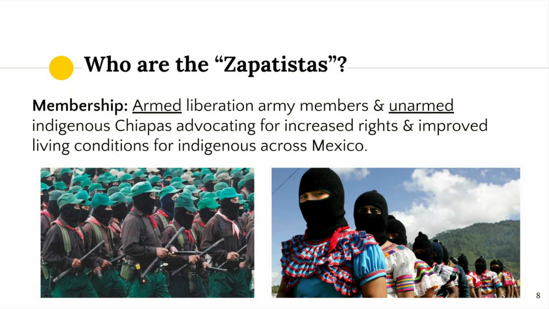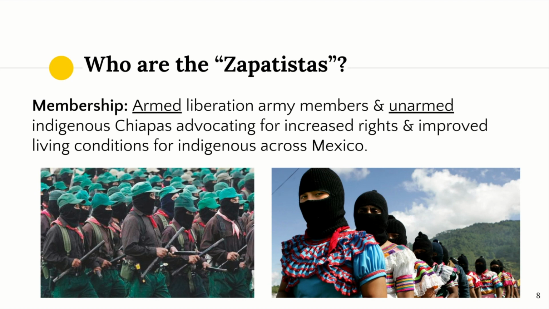So the Zapatistas are made up of 2 groups. The first are armed members of the Zapatista Liberation Army, also known as the EZLN. And they take part in regular protests against the government, which have historically turned violent. Other members of the Zapatistas are unarmed Chiapas, and they want to identify as part of the movement, but they don't take part in the armed protests. That's the picture on the right. They show their support for the efforts to improve the treatment of Mexican indigenous peoples. And many of these Zapatista members actually have families and are advocating for basic rights for education and equal land and healthcare access.